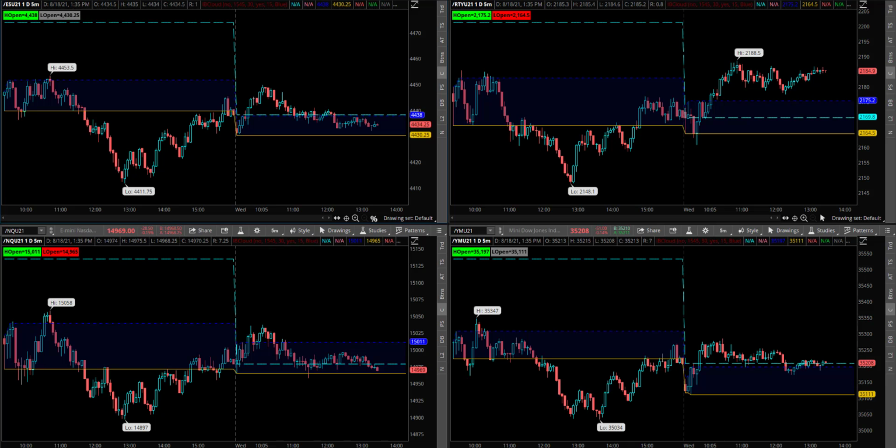The markets have been fairly quiet so far today. We've got inside days forming in 3 of the 4 instruments. Inside day just means that you have not tested above the prior day high or below the prior day low. So we're trading within yesterday's price action.